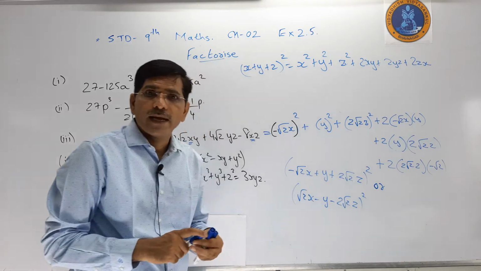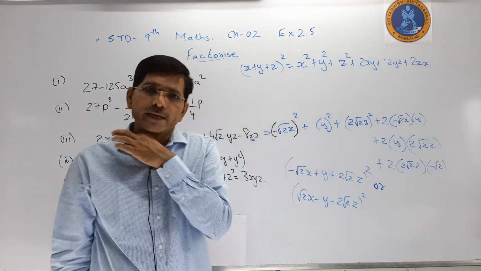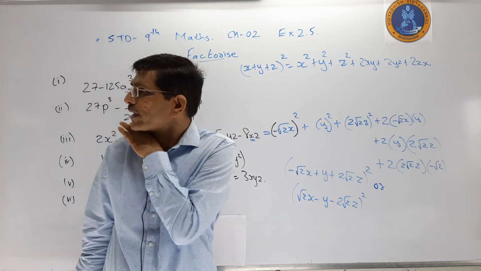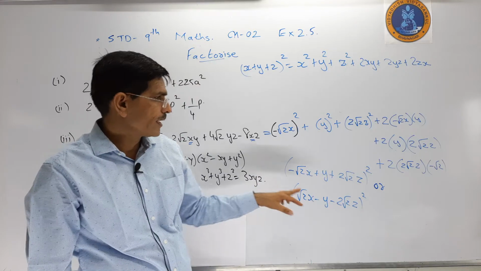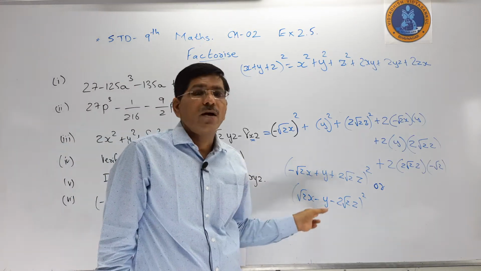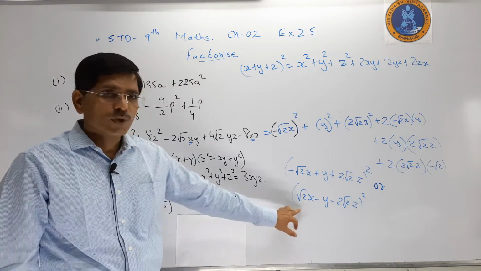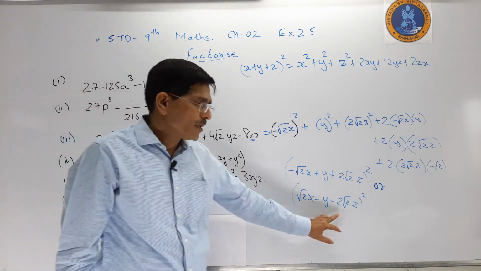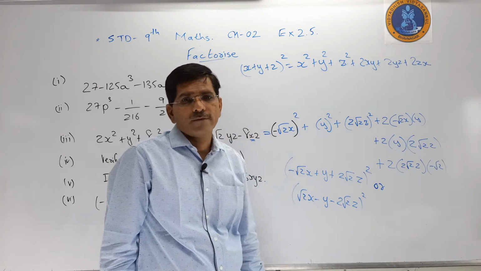Why am I putting it like that? Because the first term we cannot use negative. That is why we have to take positive, and the other two terms should be negative. So root 2x minus y minus 2 root 2 z whole to square.